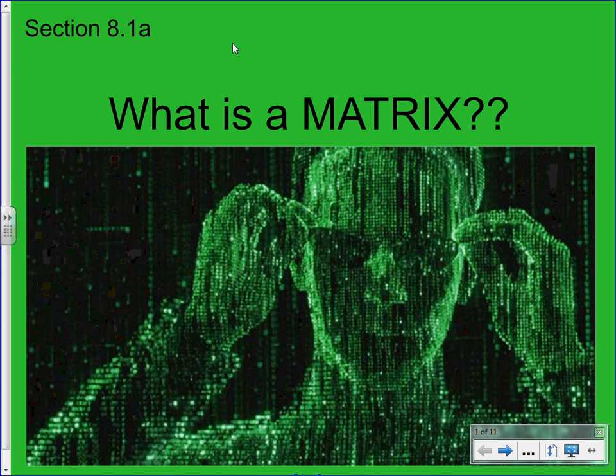Okay, so today we are going to begin our chapter working with matrices. Okay, singular, matrix, plural, matrices.